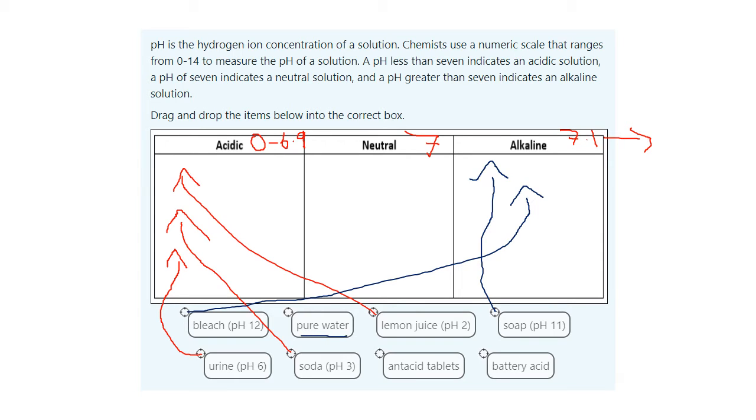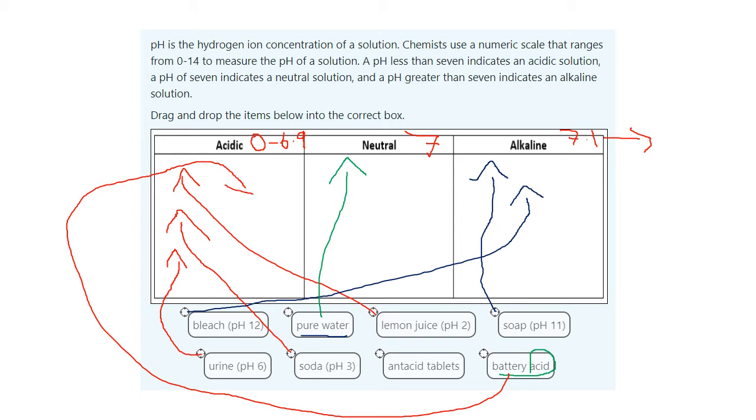Pure water, not seawater, which has picked up sediment, but pure water. Water that contains nothing else but hydrogen and oxygen atoms. Pure water. Pure water is neutral. Then we have battery acid. Well, the key there is in the word acid. Battery acid. It says acid because it's an acid, so it needs to go down here.